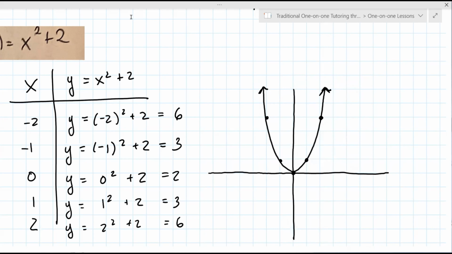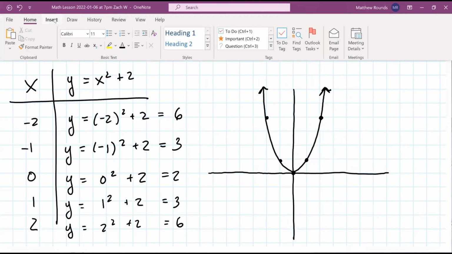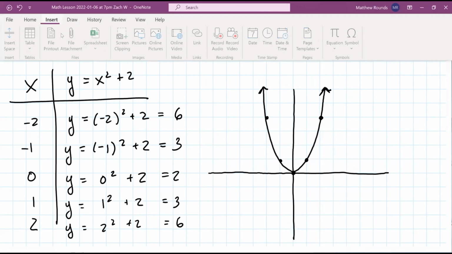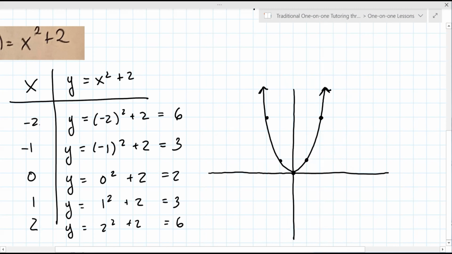Okay, so in a different color here, we're going to graph the ordered pairs. What is the first ordered pair that you see? It's -2 and 6. So that's here. That's (-2, 6). Then it's (-1, 3). Then it's (0, 2), and then it's (1, 3). And then it's (2, 6).